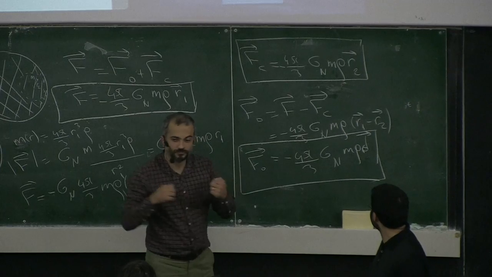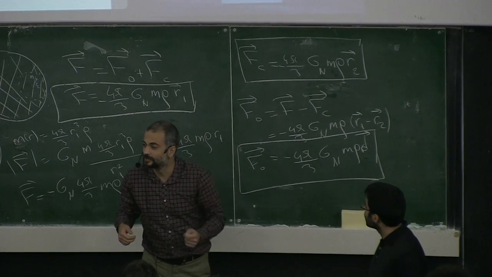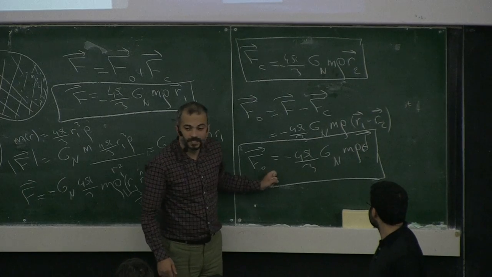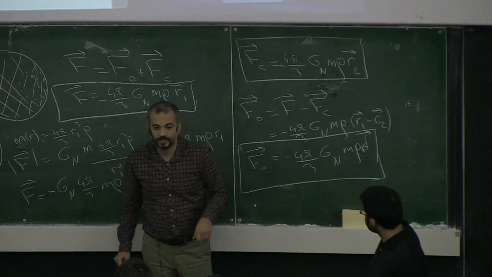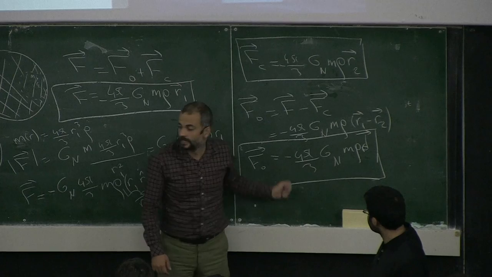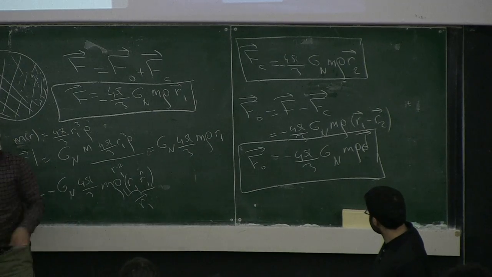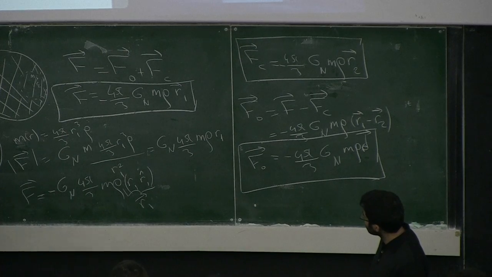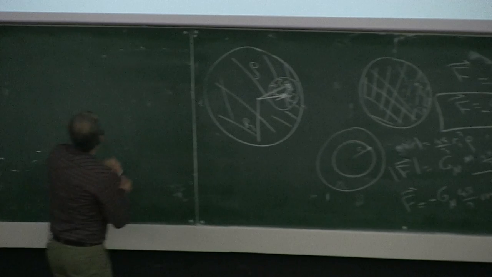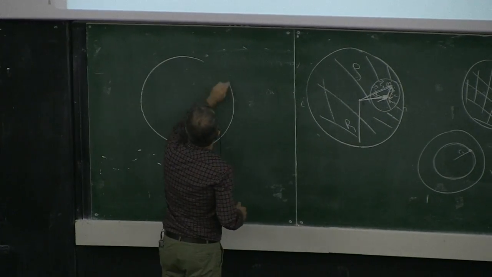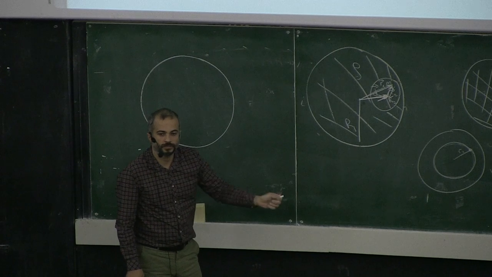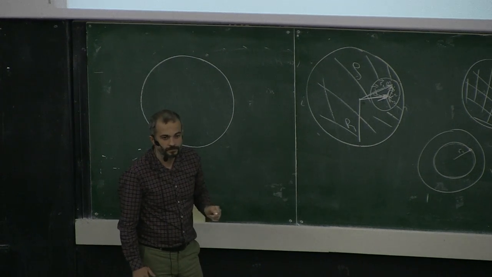Okay, so, good question. You should always ask yourself. This answer tells us that the gravitational force inside the sphere is uniform. It is independent of where you are. So this is also an example where the gravitational force doesn't necessarily point towards the center of mass.